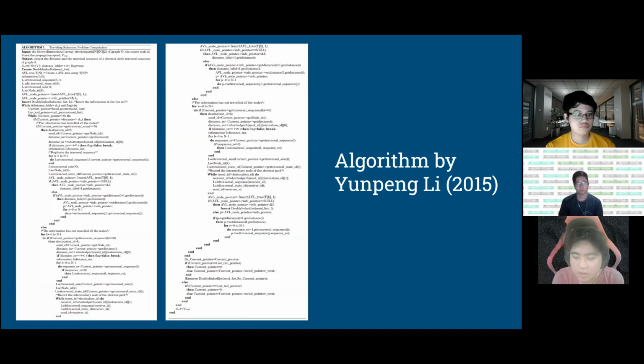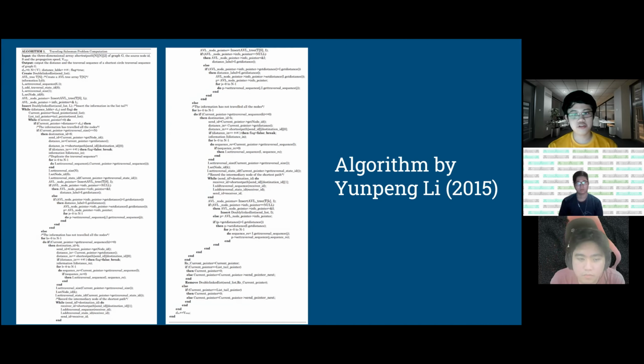We're now moving on to the algorithm. So our group decided to analyze the algorithm made by Yunpeng Li during 2015. This algorithm involves passing information from the starting node and tracking whether or not it satisfies the criteria for a solution for the traveling salesman problem. So I will share my screen.